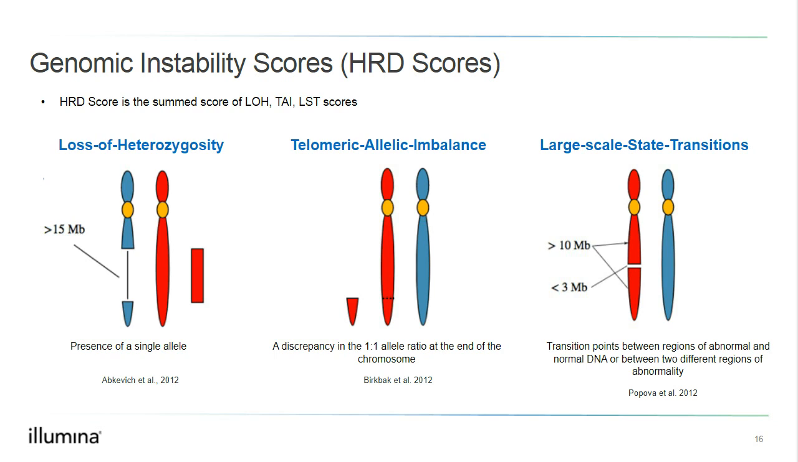Another test that we run is the Telomeric Allelic Imbalance test. This basically refers to a discrepancy in the allele ratio at the end of the chromosome, as shown over here. And then a third test that we run is a large-scale state transition test. This refers to any transition points between the abnormal and the normal regions, and the gap between those regions. So here are the three tests that we run and the scores that we compute, and that determines the final HRD score.